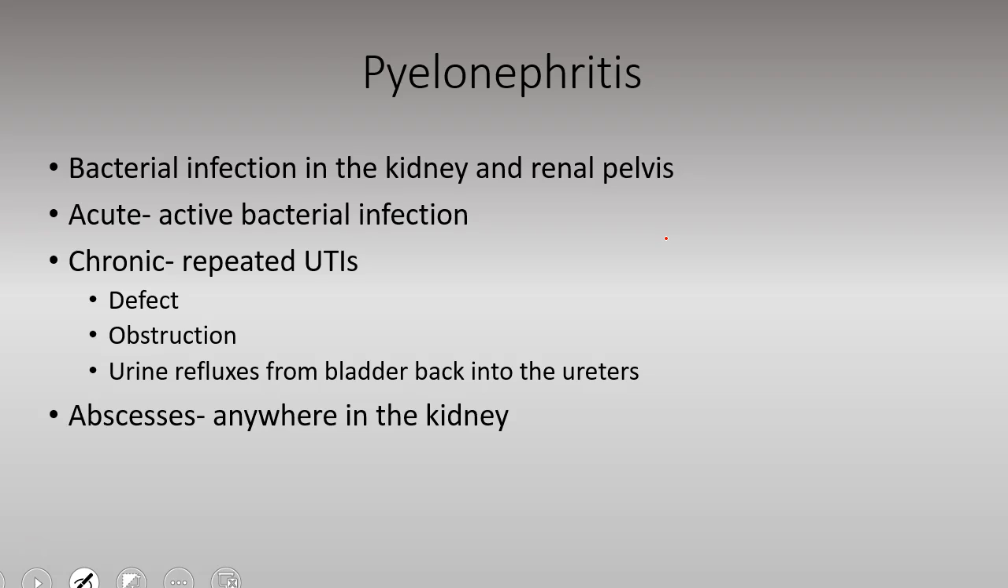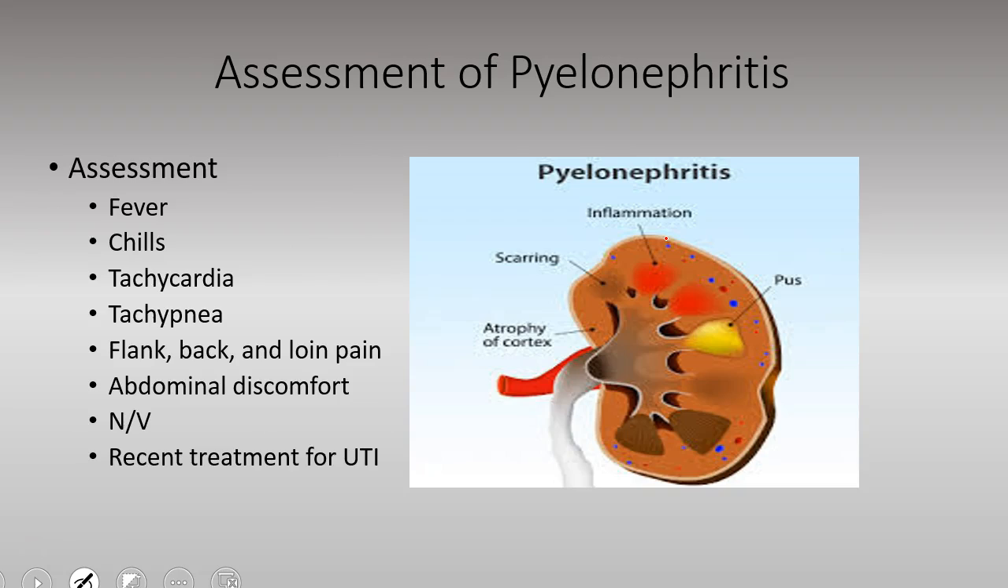Or it could be a defect, it could be an obstruction, or urine can actually back up from the bladder into the ureters and start to affect the kidneys. Abscesses anywhere in the kidney itself can also cause pyelonephritis.